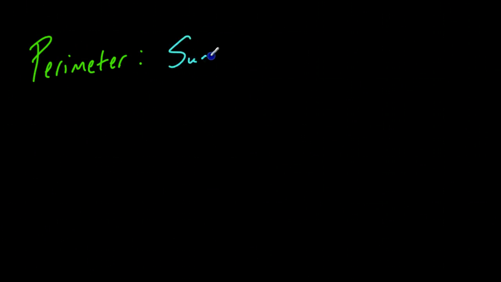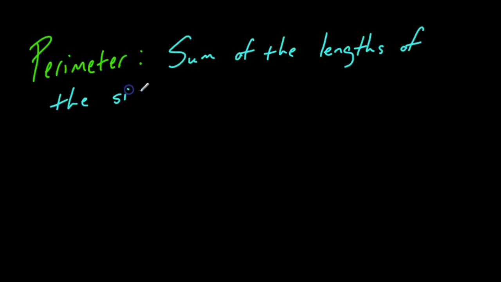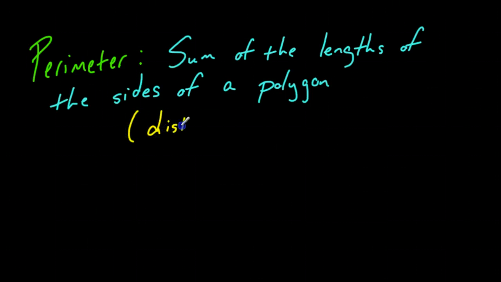All right, perimeter. Perimeter is going to be the sum of the lengths of the sides of a polygon. Polygon just means any shape. Poly means many, gon is sides, many sides of a shape. Now we can also think of perimeter as just the distance around. So how many feet or meters or yards is it around a shape? So it's the distance around.